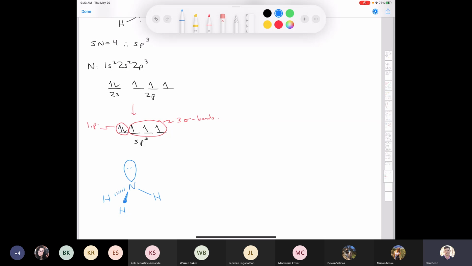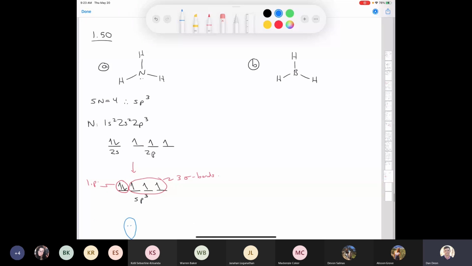Now, molecular geometry considers bonds only, right? It doesn't consider the lone pair. And so the molecular geometry here would be trigonal pyramidal. Trigonal pyramidal.